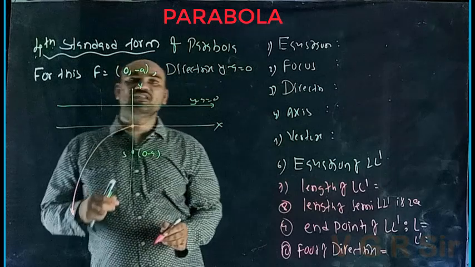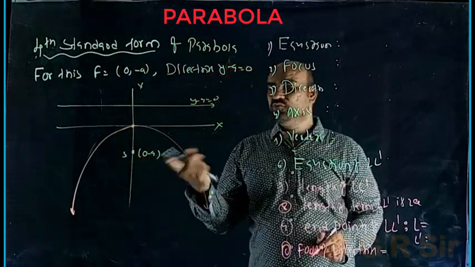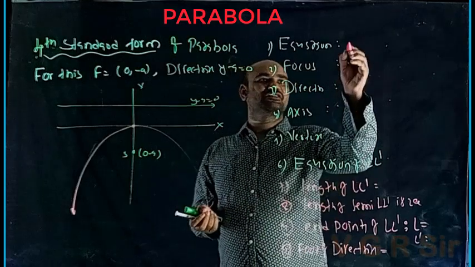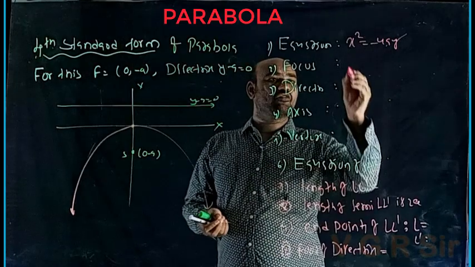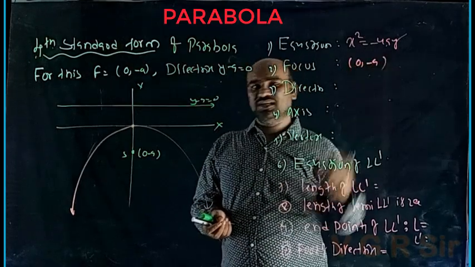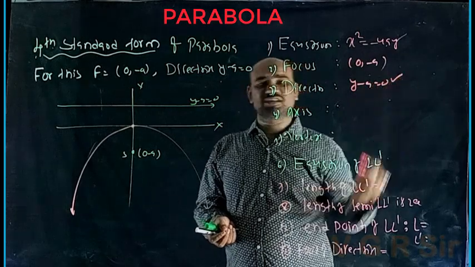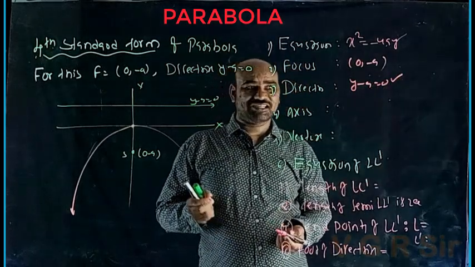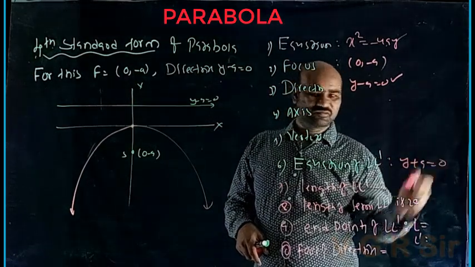This is the graph of the parabola. So directly I want to write their equations. You people can derive, that is not a big problem. So what happened? x square equal to minus 4ay. Focus 0 comma minus a. Directrix y minus a equal to 0. If directrix is y minus a equal to 0, automatically latus rectum becomes y plus a equal to 0.